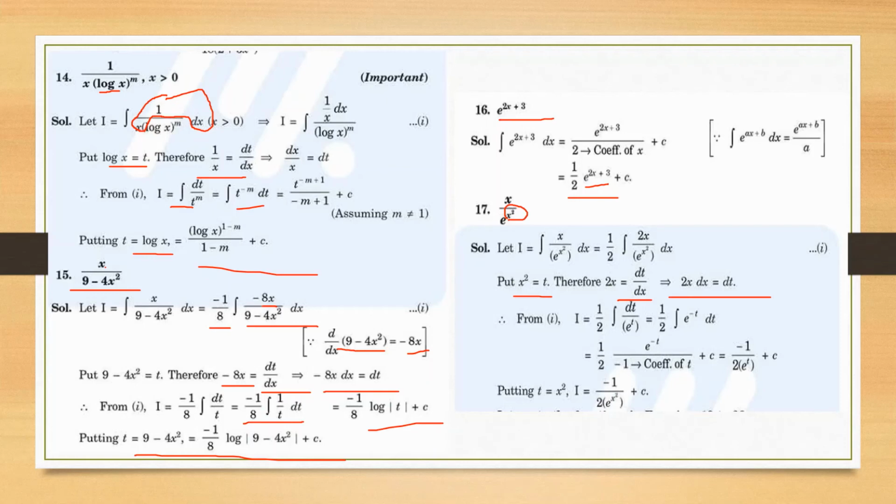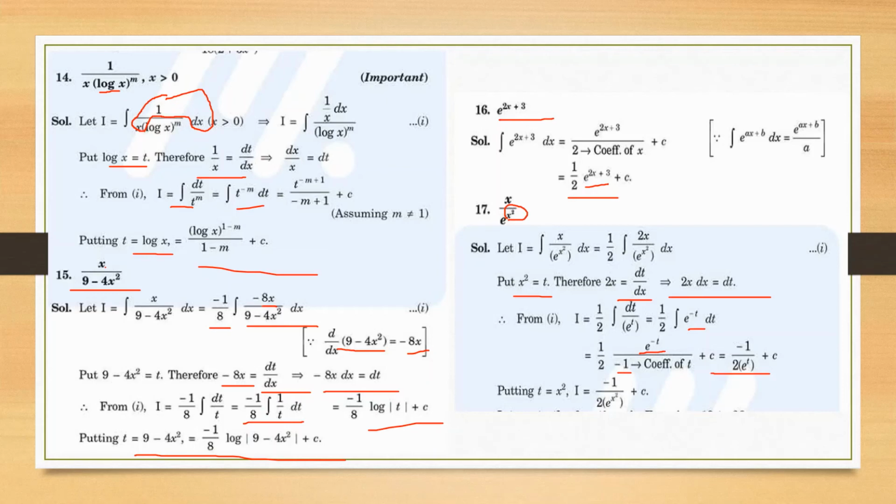Now e raised to power t in the denominator cannot be integrated, so take it as e raised to power minus t. Now what is the integral of e raised to power minus t? It is e raised to power minus t, but don't forget to divide by the derivative of minus t, that is minus 1. So that's why it will be minus half e raised to power minus t plus c. Now put back t as x square, and you will get the desired answer like this.